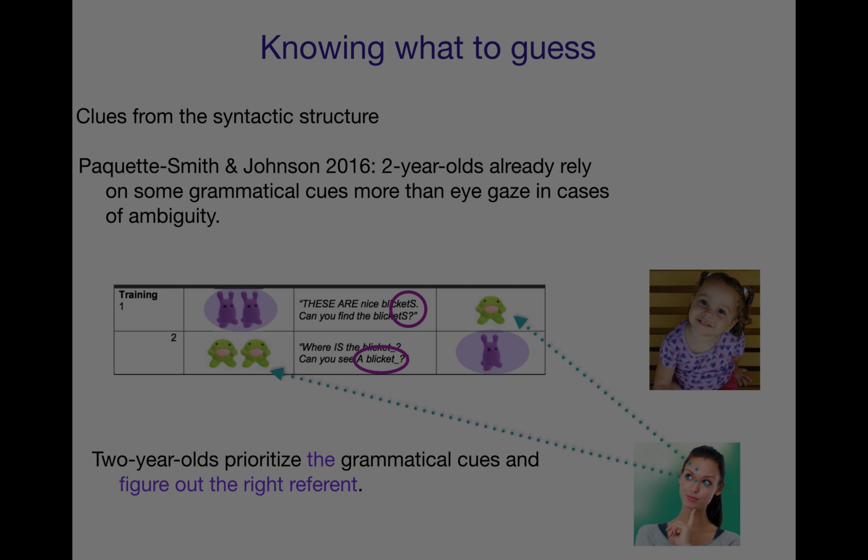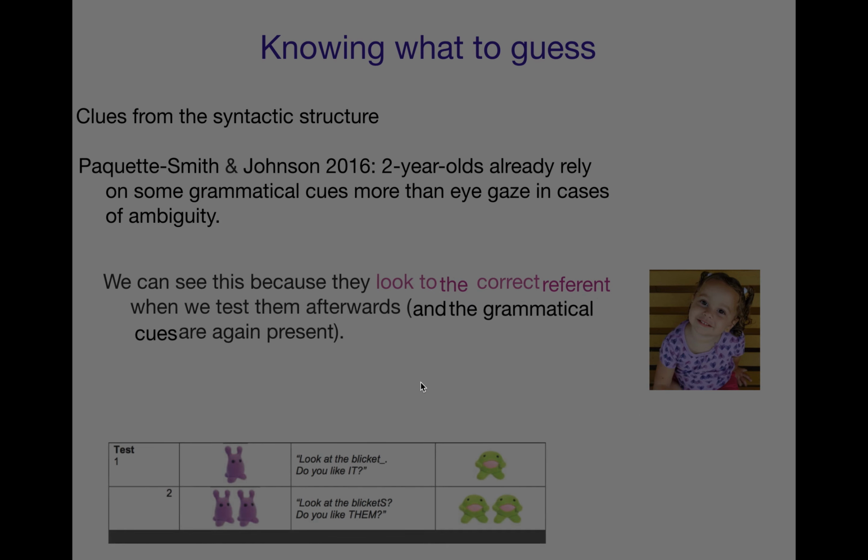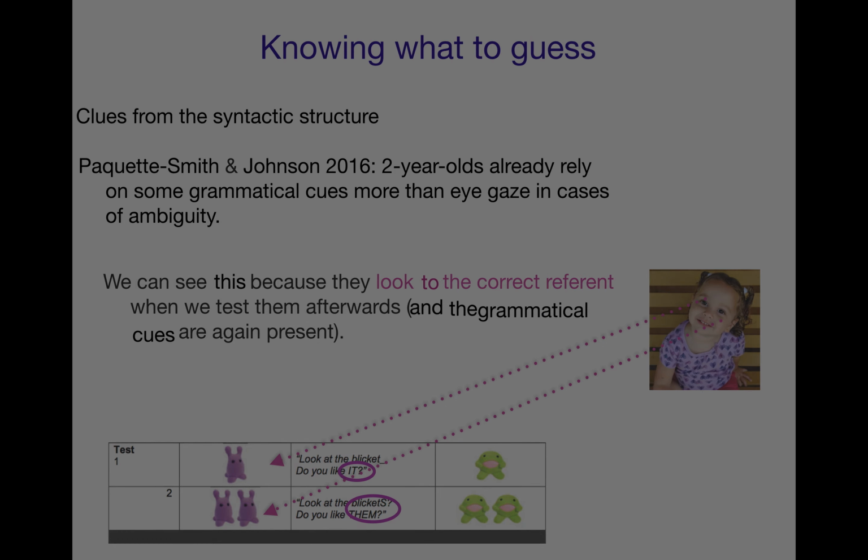And it turns out that 2-year-olds basically do what adults do. They rely on the linguistic cues to figure out that blicket is actually the purple guy, right? Because there's more than one of them, or there's a singular. And we know this because during test, we can see that they look at the correct referent. So we say, hey, look at the blicket, do you like it? Or look at the blickets, do you like them? Now, they're the same number, but they always looked at the purple guy, right? Because they relied on the linguistic cue, the grammatical cue, rather than the eye gaze to tell them what referent was picked out, in this case the purple blicket, right? That's what they learned blicket meant.